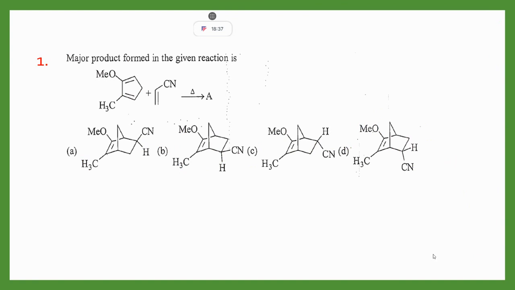So, the first question is this: the major product formed in the given reaction sequence is. You first try, Aarti, and tell me which type of reaction is possible here among electrocyclic and cycloaddition. Please try to unmute yourself. Diels-Alder reaction, cycloaddition. And tell me which option is most appropriate.